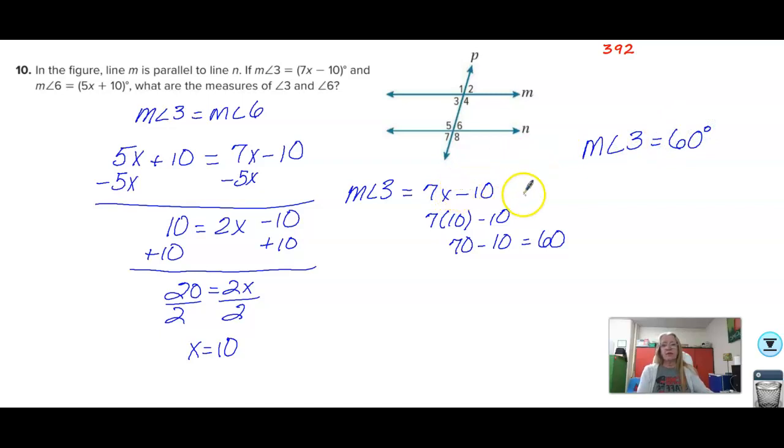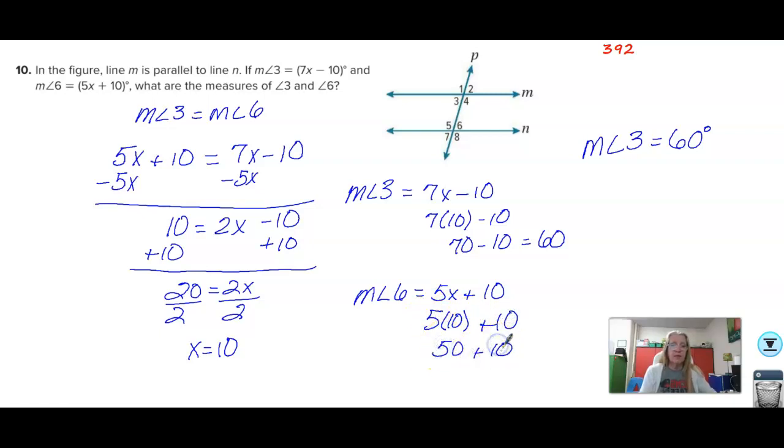What about the measure of angle 6? Well, the measure of angle 6 is equal to 5x plus 10. Okay? And since we now know x is 10, we would say 5 times 10 plus 10, which gives us 50 plus 10, which gives us 60, which tells us that the measure of angle 6 is 60. But you know what? We already knew that because we knew the measures of angle 3 and angle 6 were equal.